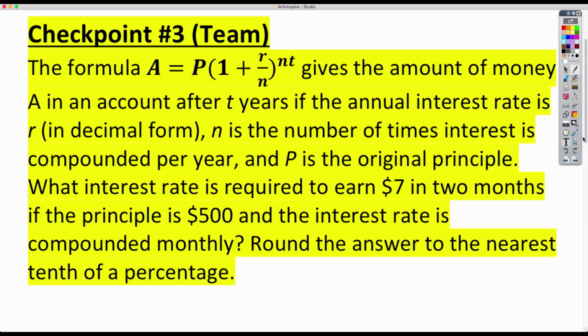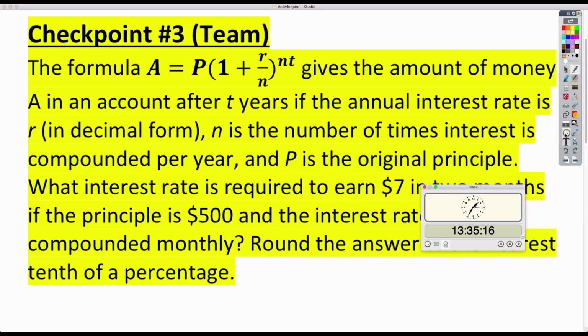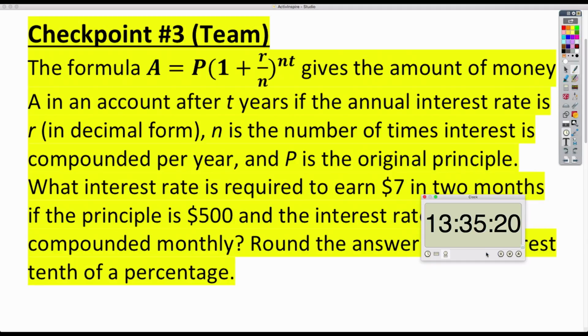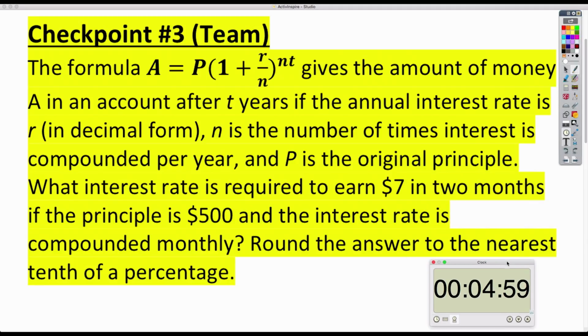I'm going to give you 5 minutes to work as a team. Try to contain your discussions within your team. 5 minutes isn't quite enough time to figure this out, but let's see how far we can go.